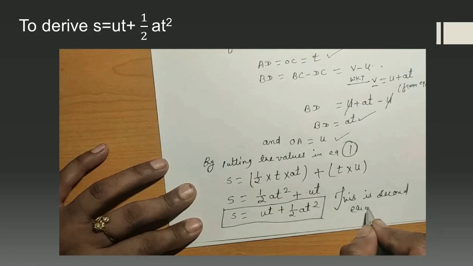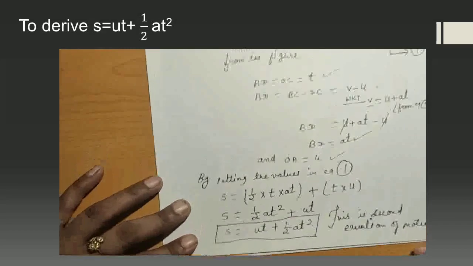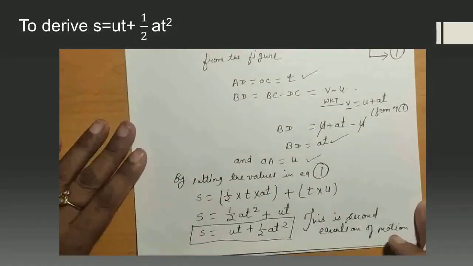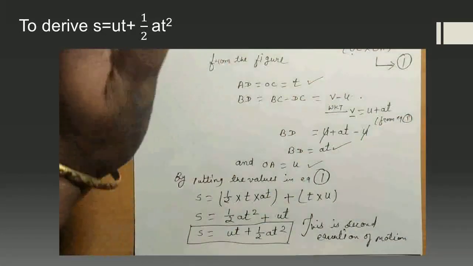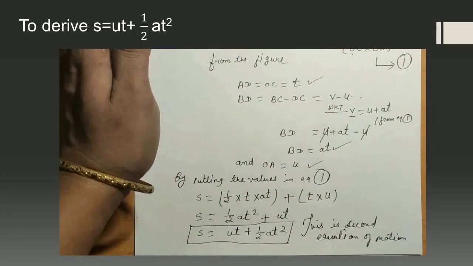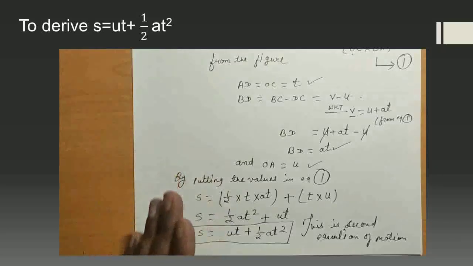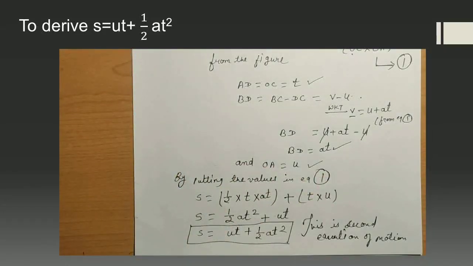Second equation of motion. You can see, clear? So in that way, with this common figure or with this common velocity graph, we can find the value, or we can prove the equations of motion. Okay?